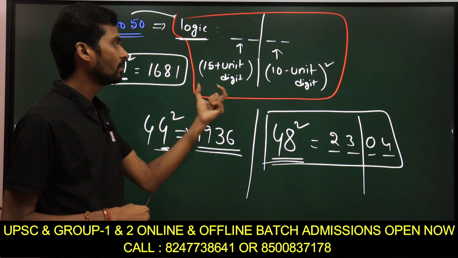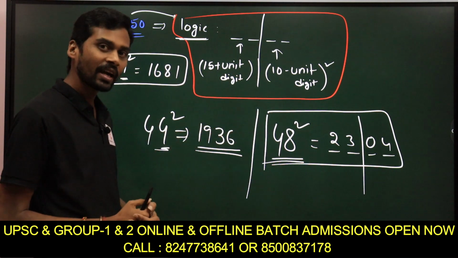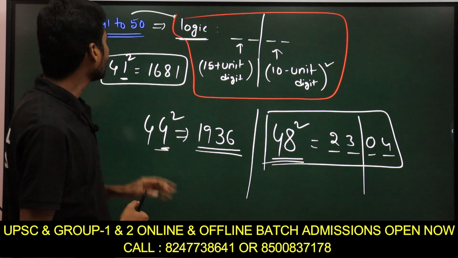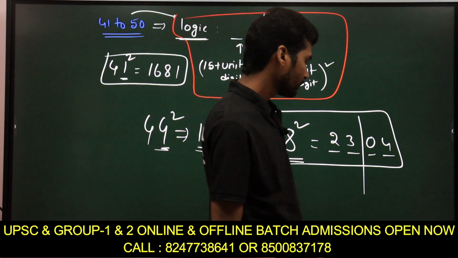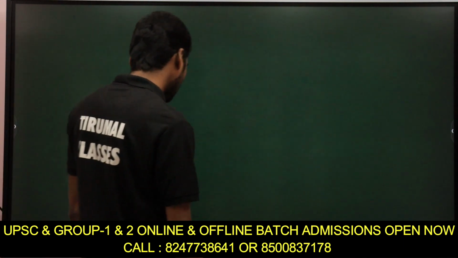15 plus unit digit. And the next 2 digits are what? 10 minus unit digit whole square. So this is for the numbers from 41 to 50. Okay, let's have a look at other numbers.